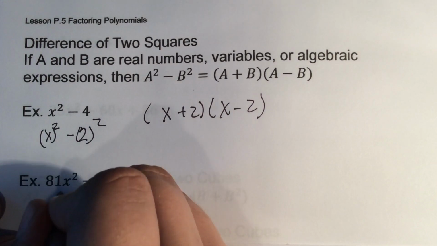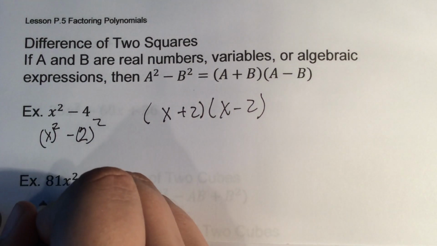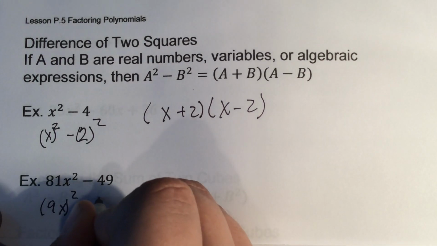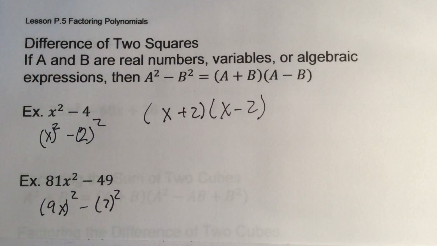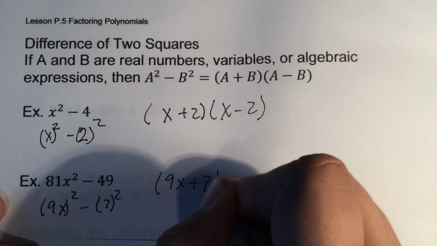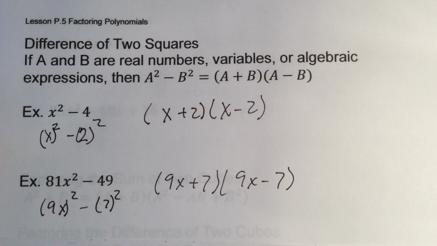So here we have 81x squared minus 49. So what really is being squared here? Well, in this first one, it's really 9x that's being squared. And in the second one, it's really 7 that's being squared. So when I write this, I'm doing 9x plus 7 and 9x minus 7.